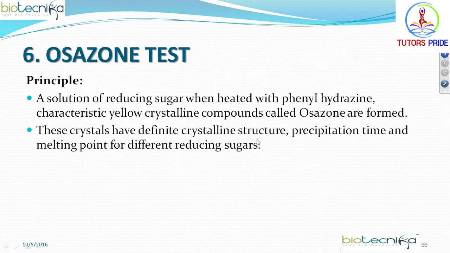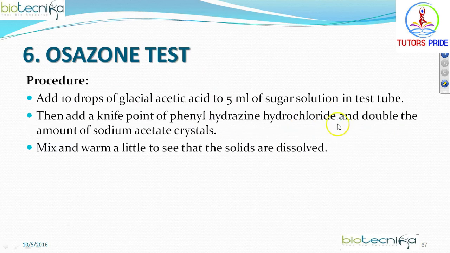Then Osazone test. What is Osazone test? It is meant for reducing sugar. When reducing sugars are heated with phenyl hydrazine, a characteristic yellow crystalline compound will be formed. That is called Osazone. These crystals have definite crystalline structure, precipitation time, and melting point for different reducing sugars. So that is called Osazone test. You have to react with phenyl hydrazine reagent.